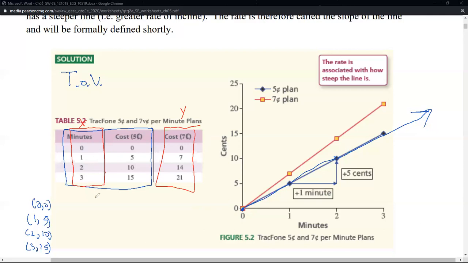So those points would be 0, 0. If you talk 0 minutes, you're still going to pay 0 cents. But now if you talk 1 minute, you're paying 7 cents. Now if you talk 2 minutes, you're paying 7 for the first, 7 for the second, so 14. And if you talk 3, it's 21 cents. So here's your 0, 0. Then you go right 1, up 7.